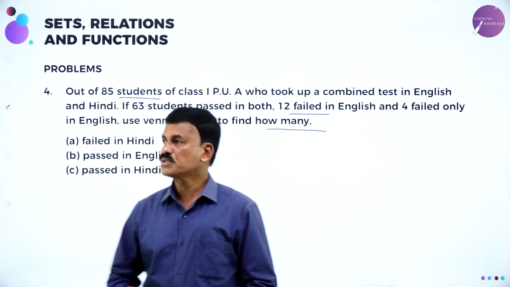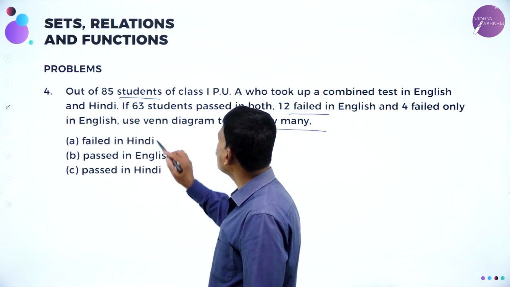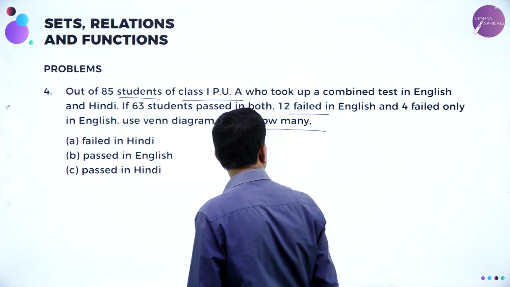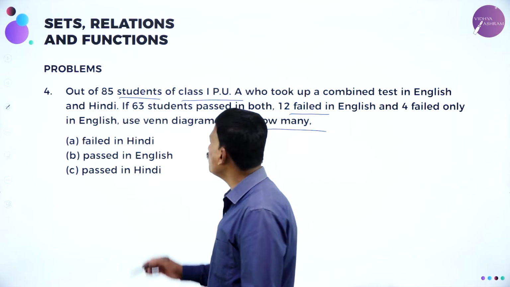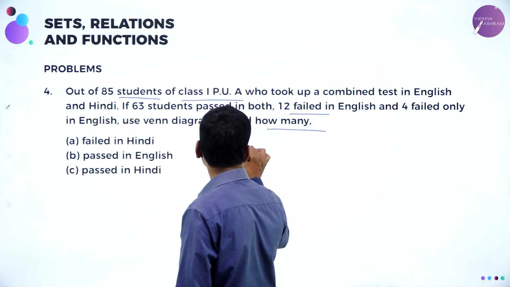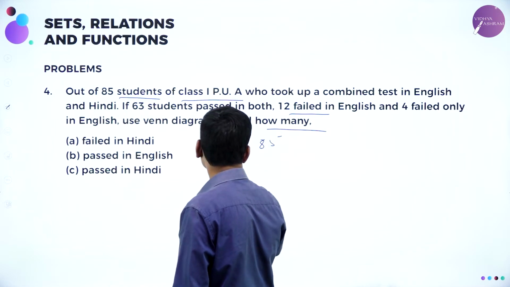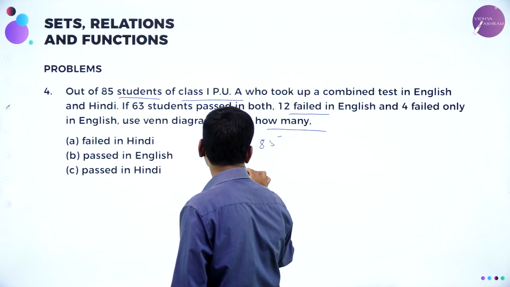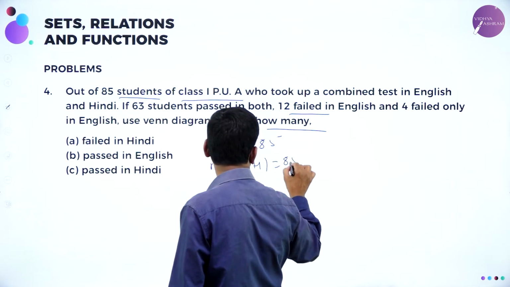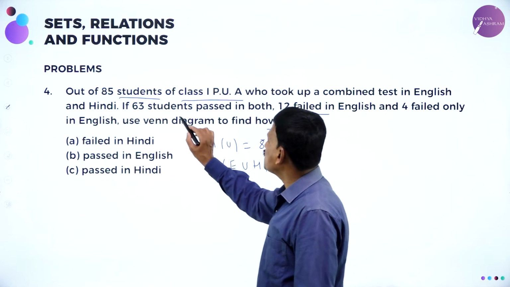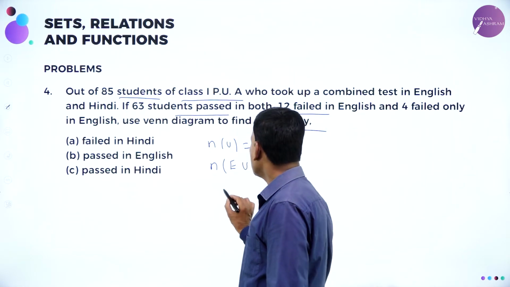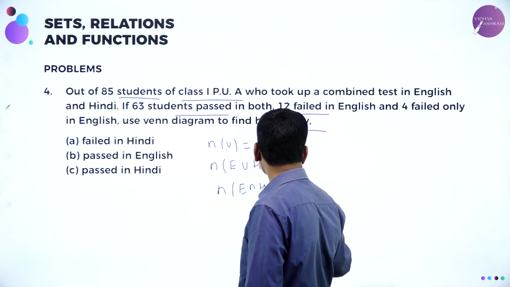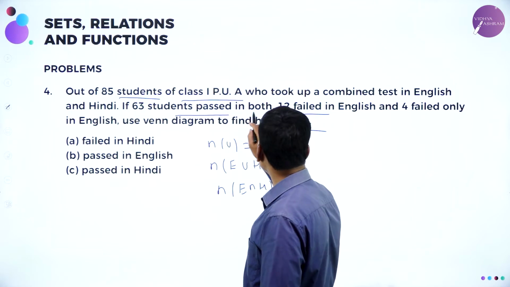Okay. Now, let us come to the given problem. Out of 85 students of a class, first PUC A section, who took a combination test in English and Hindi, how many students are there? Given N of U is equal to 85. That means the number of students who take a test in English and Hindi, E union H, is equal to 85. This is the first condition given. If 63 students passed in both, then N of E intersection H is equal to 63. So 63 students passed in both.